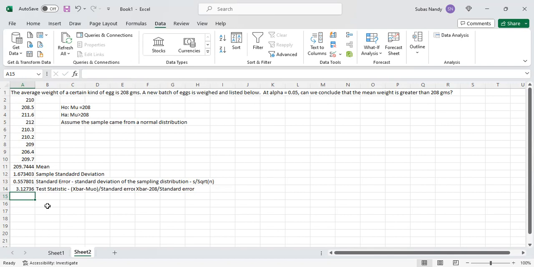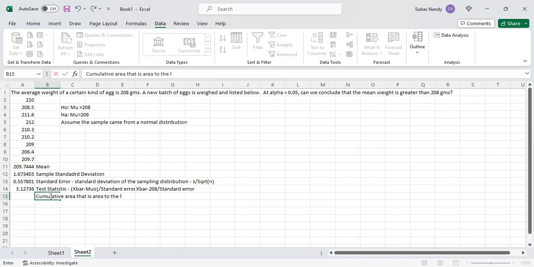Okay, so we will get the area on the left of 3.12736. And then we know the total area under the t curve is 1. So from the total area under the curve, which is 1, I will subtract the cumulative area up to 3.127. That will give me the area to the right of 3.127. So first I will calculate the cumulative area, that is, the area to the left of the statistic. Okay.